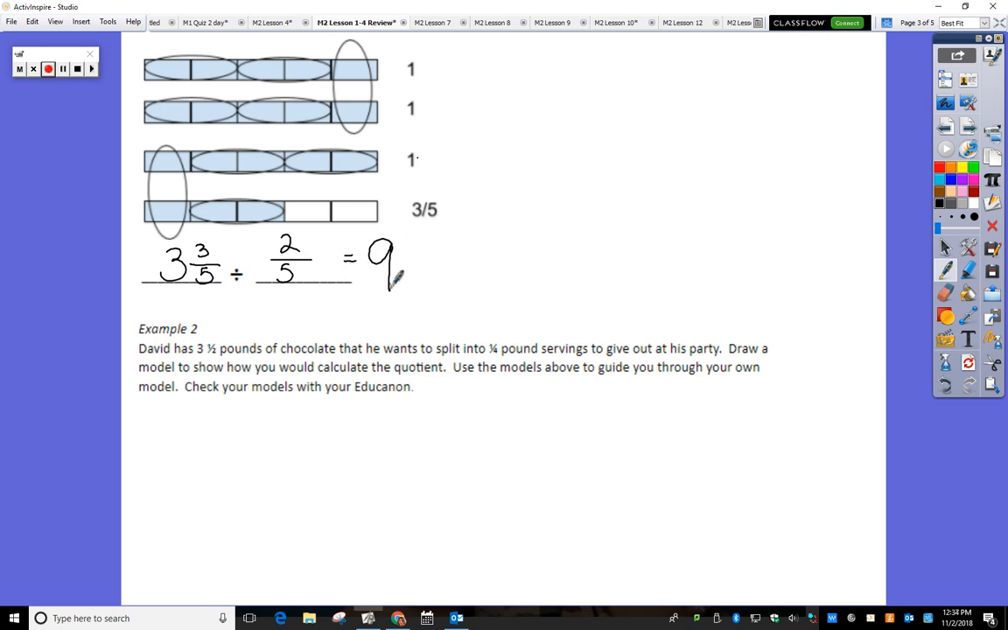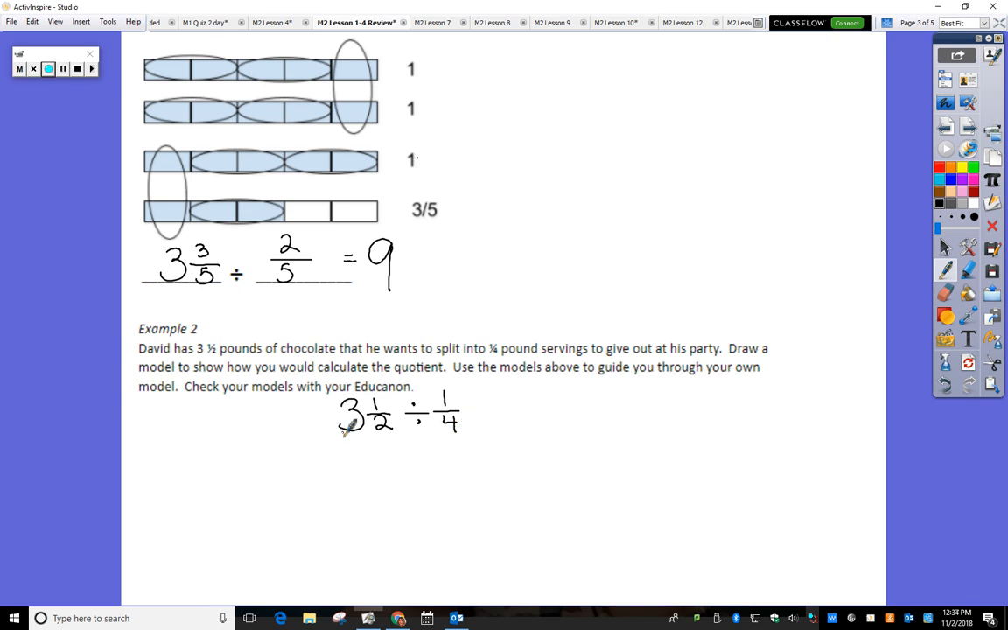Okay, example 2 says David has 3.5 pounds of chocolate that he wants to split into 1/4 pound servings to give out at his party. Draw a model to show how you would calculate the quotient. Use the models above to guide you through your model. Check your models with your educator, which is not something we're going to do, but we're taking our 3.5 pounds of chocolate and splitting it into 1/4 size servings.